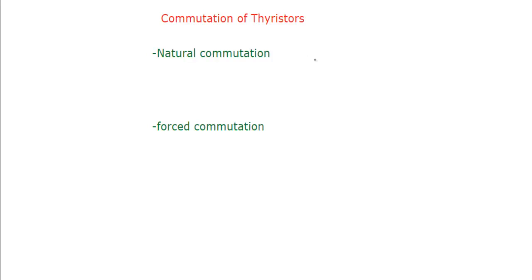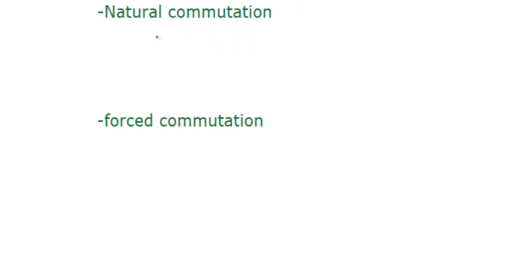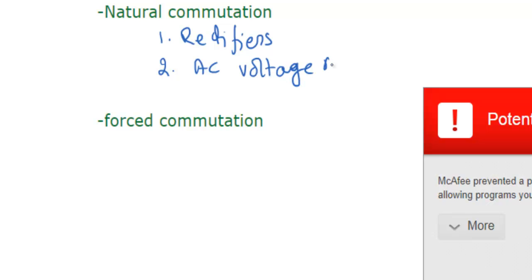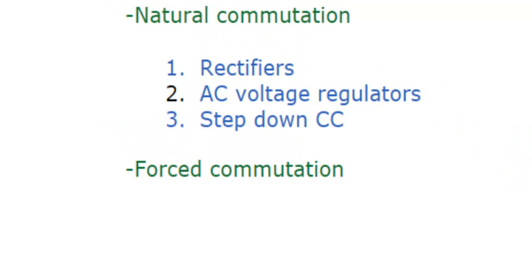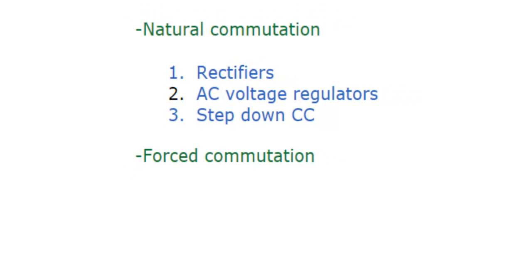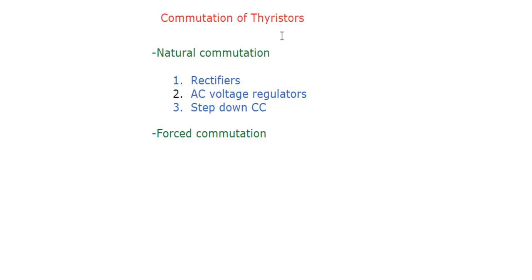That means natural commutation is possible in only a few cases, that is nothing but rectifiers, AC voltage regulators, and it requires an AC source. Without an AC source it won't be possible. Why it is happening with an AC source is that the AC source has the natural zero current, natural zero crossing property.